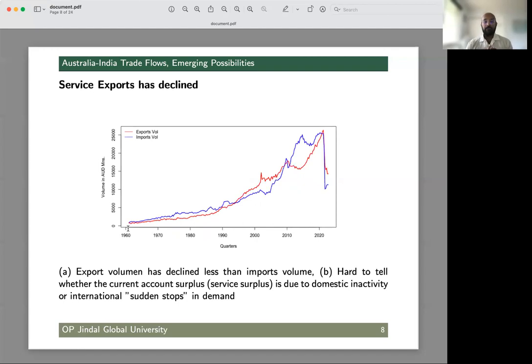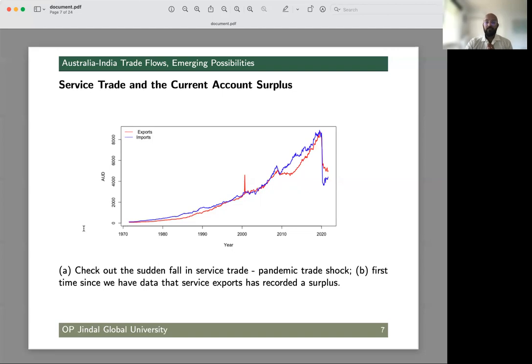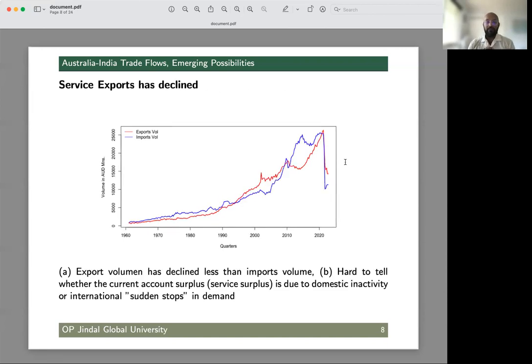Now, the earlier graph seems strange because even in 2019, the service imports were higher than service exports, which would have technically meant a service deficit. But what's happening is that our export volumes started picking up just around the middle of 2019 or 2020, and our import volumes tapered in 2019. So what you see as a surplus recorded for the first time is the fact that our import services have tapered and our export services have increased. That's for Australia.